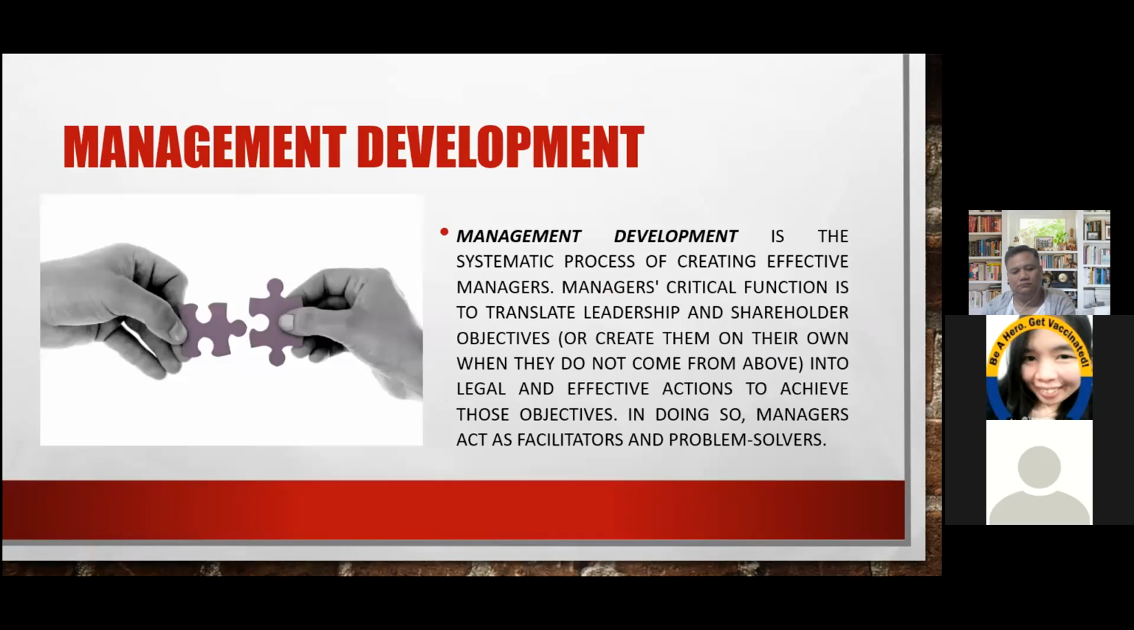And the last topic is the management development. Management development is the systematic process of creating effective managers. Managers' critical function is to translate leadership and shareholder objectives or create them on their own when they do not come from above into legal and effective actions to achieve those objectives. In doing so, managers act as facilitators and problem solvers.